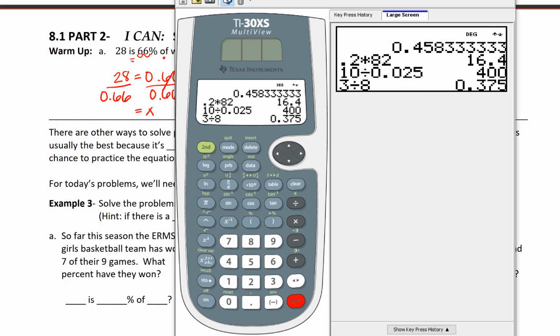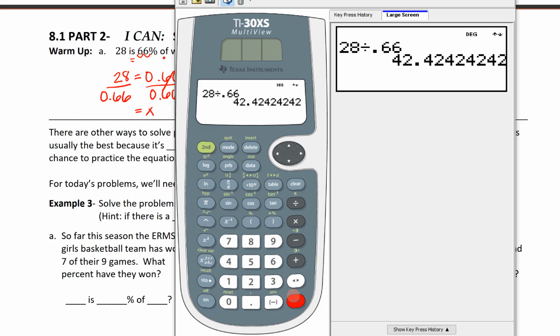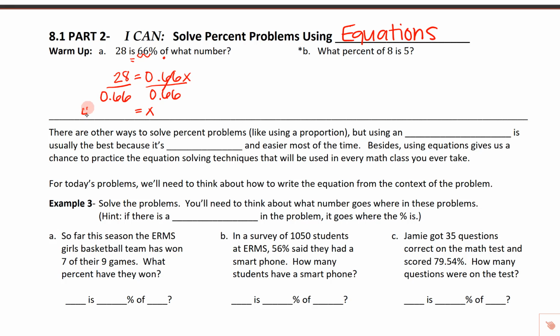And then in my calculator, 28 divided by 0.66, we get 42.4242, and so on. We're going to round to the nearest hundredth, which is that 2. The 4 tells me to keep the same, so our answer is 42.42.